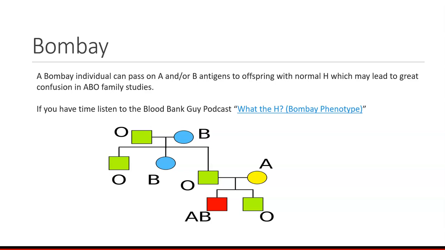In the next generation, we have the son who's group O, who marries a group A lady, and they have two children. One is an AB and one is an O. The O is absolutely a possibility, but the AB is absolutely not, because a group O person cannot have an A or B child, much less AB, unless they are a Bombay. And again, they have inherited a B antigen from their mom, but because they have no H, they can't express it, but they can transmit it.